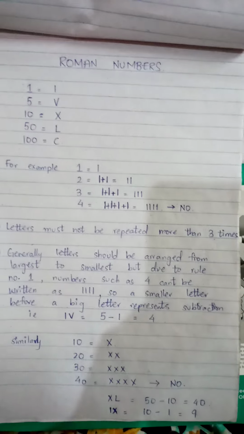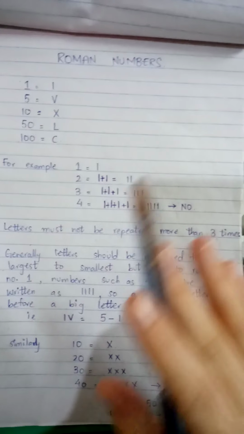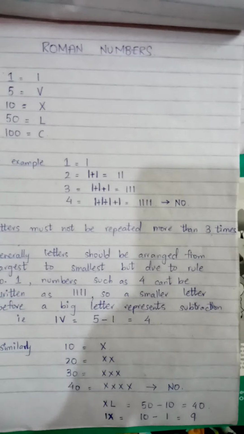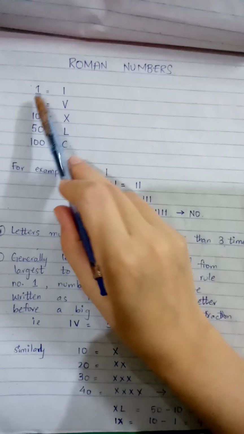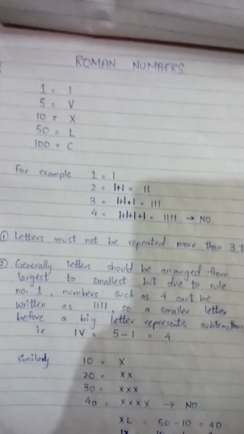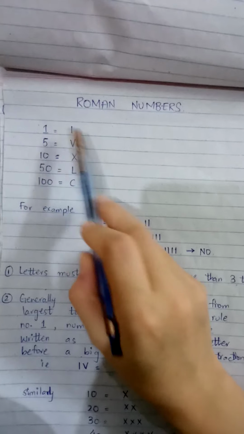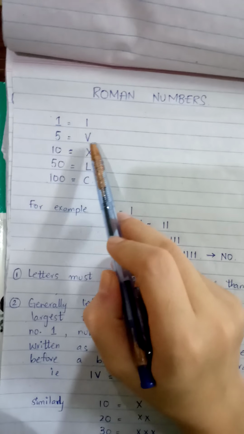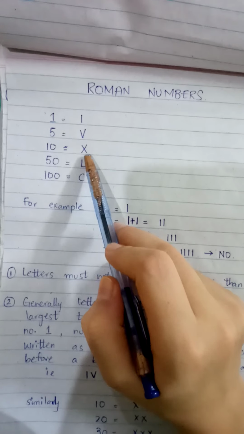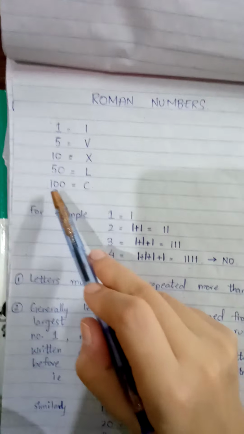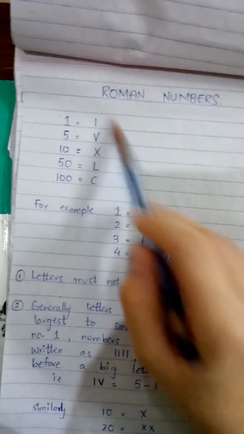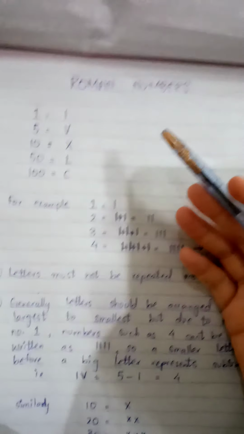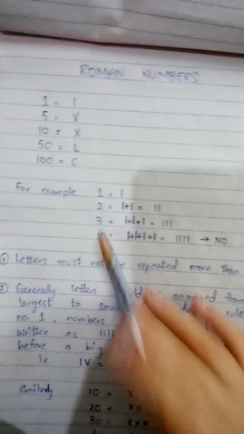Okay, so before starting with how to write Roman numbers, one thing that you all should keep in your mind, you all should memorize, because this rule doesn't change. 1 stands for capital I, 5 stands for capital V, 10 stands for capital X, 50 stands for capital L, and 100 stands for capital C. You all should memorize this, because this will help you a lot in writing numbers in the form of Roman numerals. Okay, now let's begin.